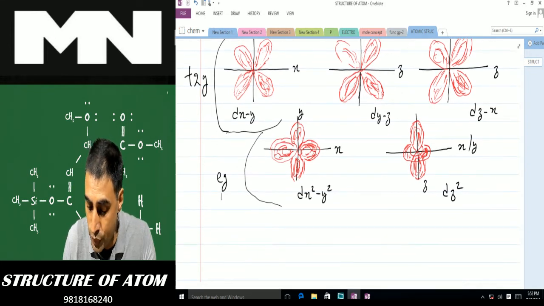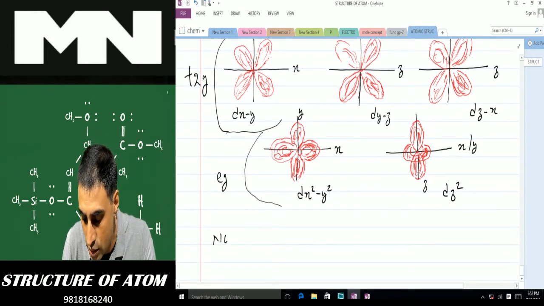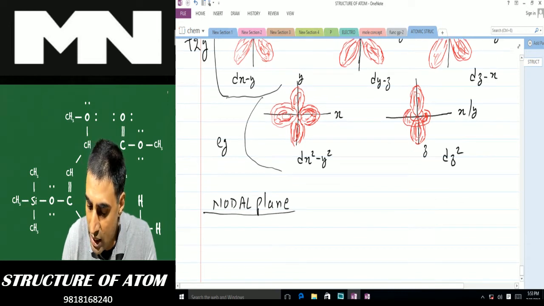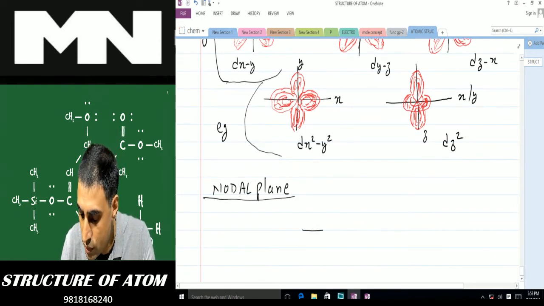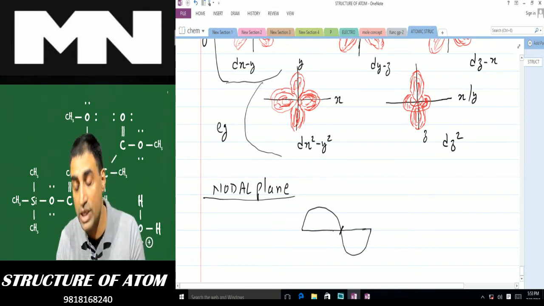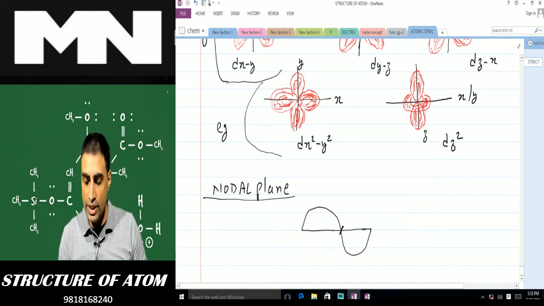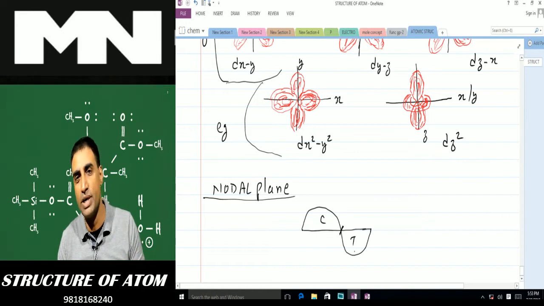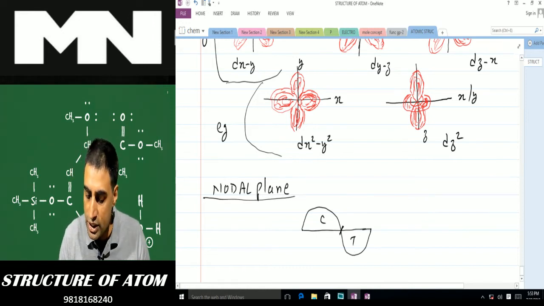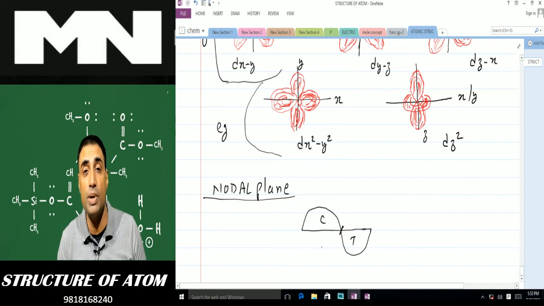Next, I would like to tell you about the nodal plane. Well, if we talk about a wave, suppose a wave is moving like this. We do have certain places where the value of the wave is 0. Here you have a crest, here you have a trough. The crest is a part of the wave, the trough again is a part of the wave. But what about this part which I have marked? This is not part of the wave because here the wave character is 0.